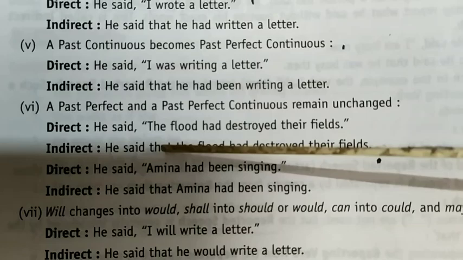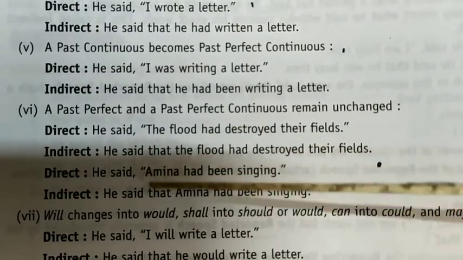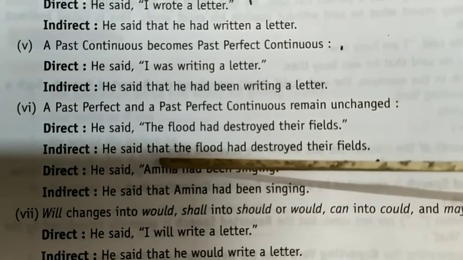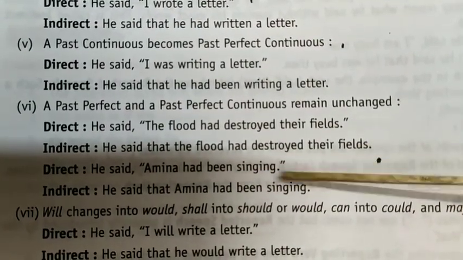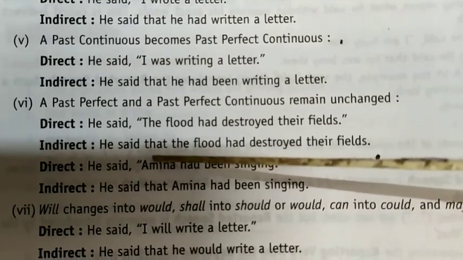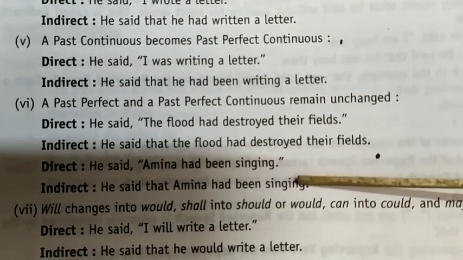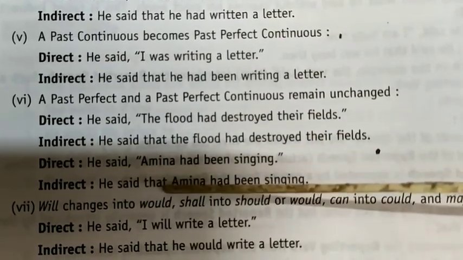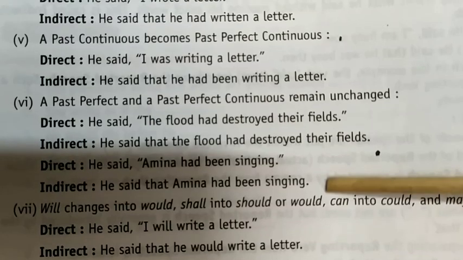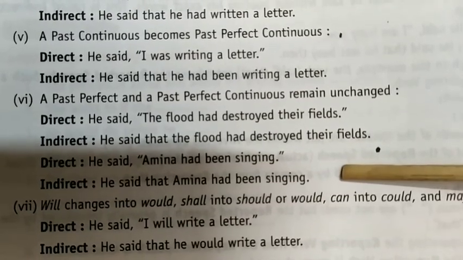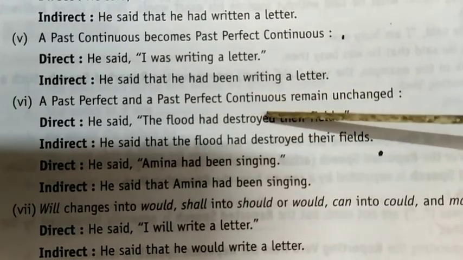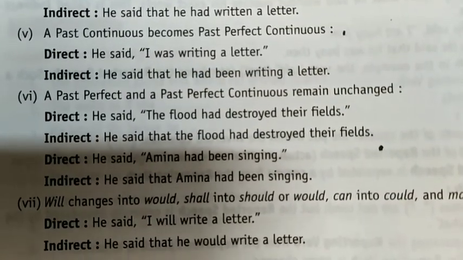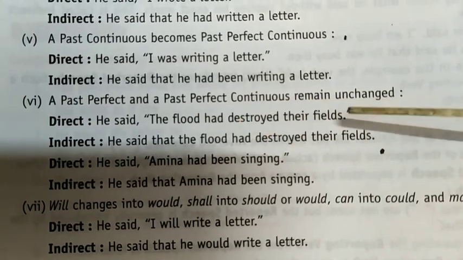He said Amina had been singing. He said that Amina had been singing. Suppose here you get he said he had been singing. So what you have to do? He said that he had been singing. Suppose here it says he said I had been singing. It would be he said that he had been singing. Only we need to make necessary changes in pronouns. Otherwise the past perfect and the past perfect continuous remain unchanged. I mean the sentence structure will not be changed.